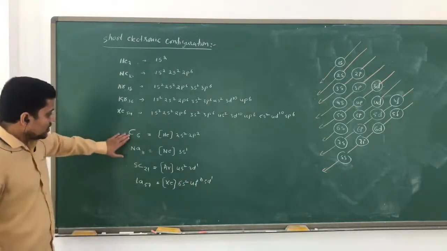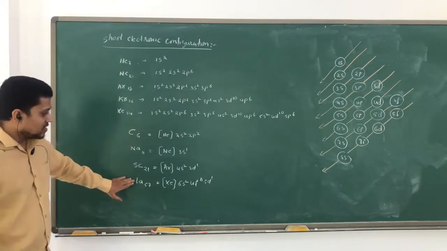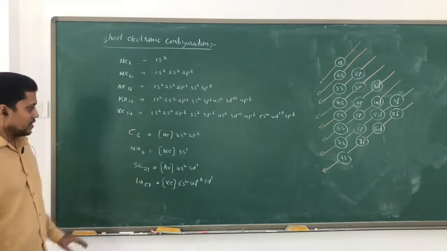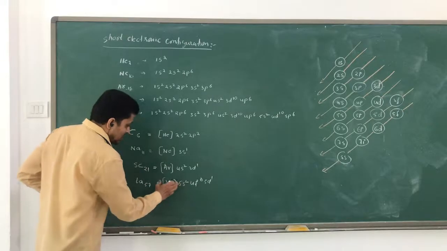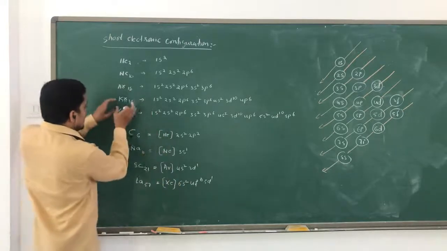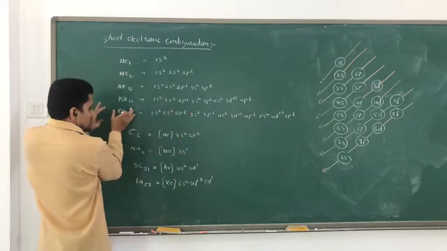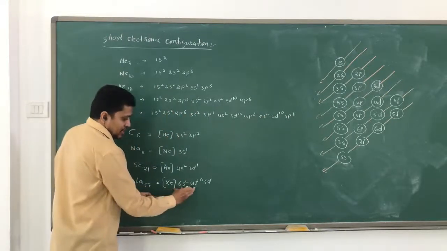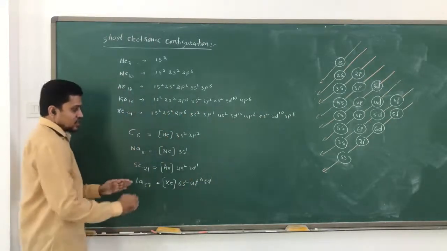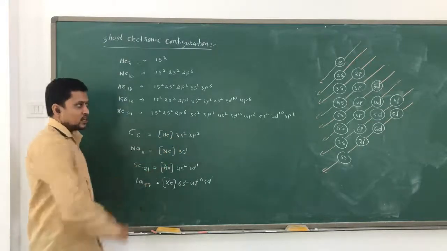So this is what we have: carbon, sodium, scandium, lanthanum. Short electronic configuration we are writing. Instead of writing the total 1s2 to 5p6, we simply take the term xenon and write only the remaining configuration. That is what we call short electronic configuration.